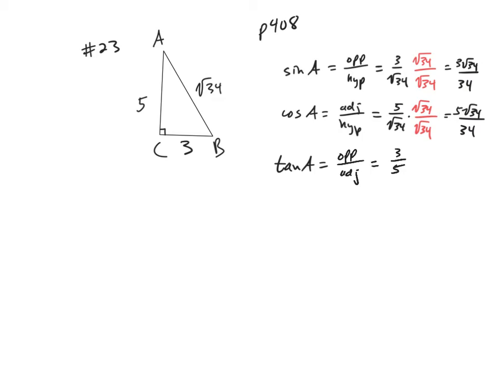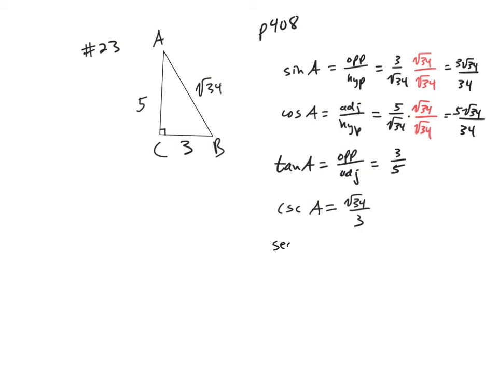Okay, now it says to find the 6 trig values, so I'm going to continue with the cosecant of A, and the cosecant of A is going to be the reciprocal of the sine of A. So instead of 3 over radical 34, I'm going to write radical 34 over 3. Now, as I mentioned in class, it's a lot easier to take this and flip it than it is to take this and flip it, because then we would have to rationalize again.